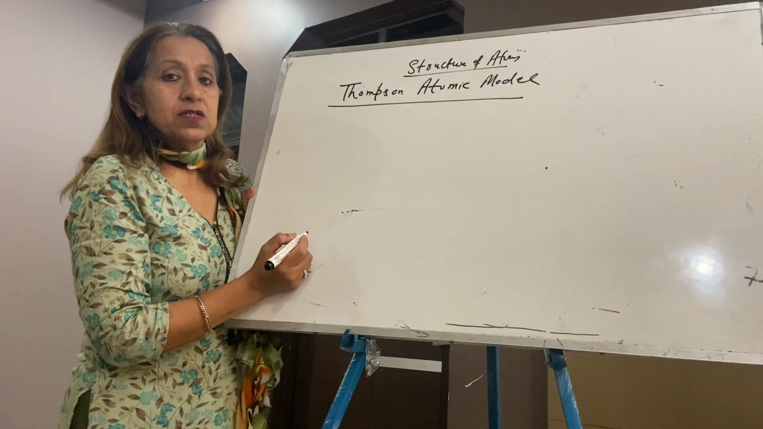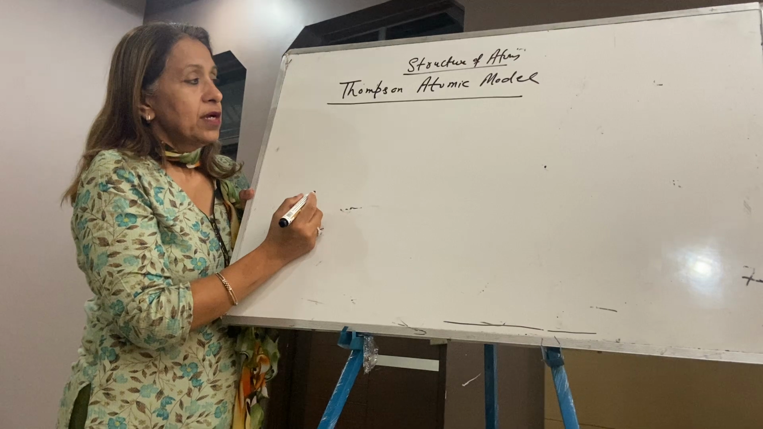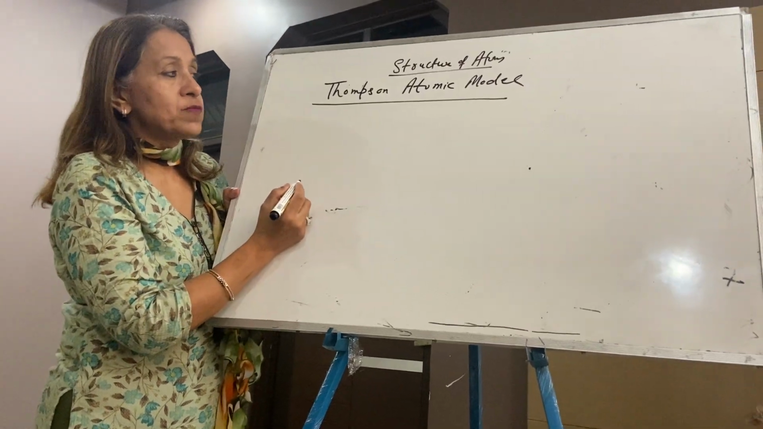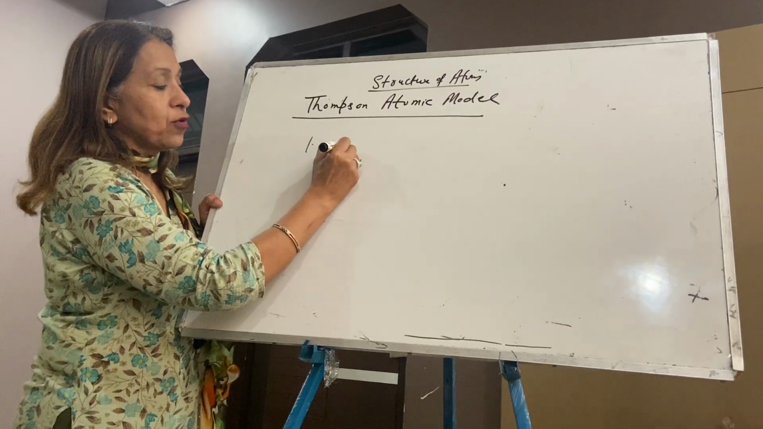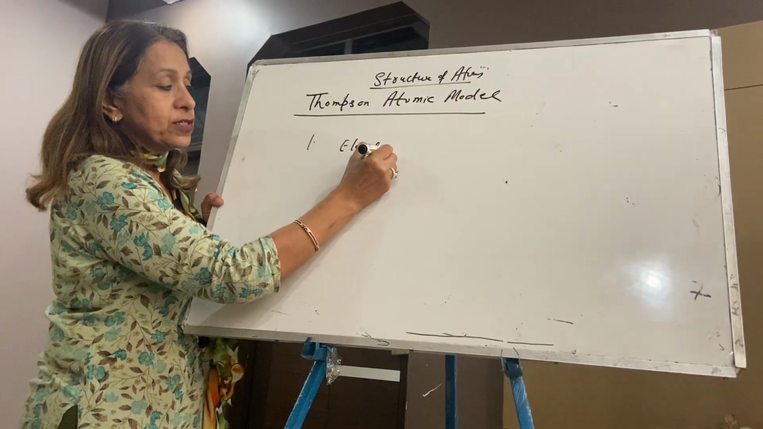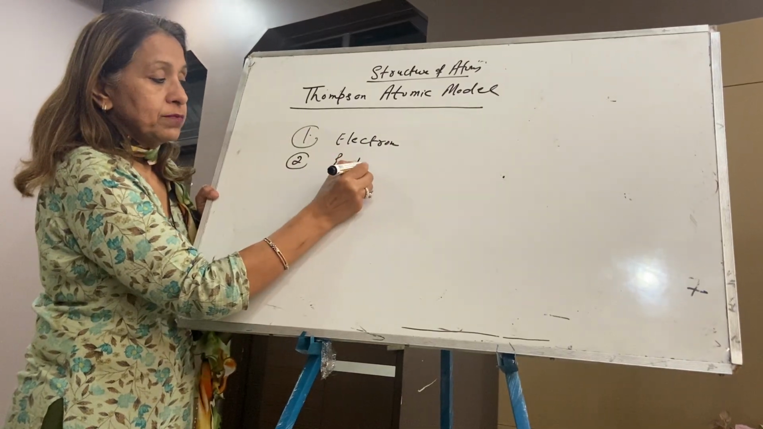Hello my dear children, this is my class 11th chapter going on, structure of atom. And now today there is a turn of Thomson atomic model. Before that we have discovered electron and proton inside the atom. Now we have discovered electron and proton.